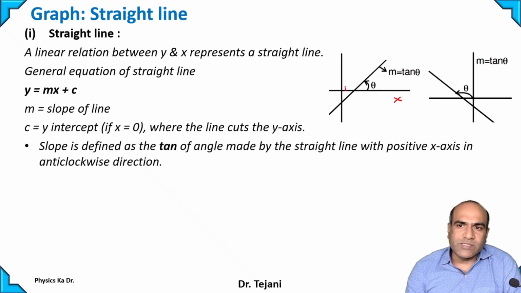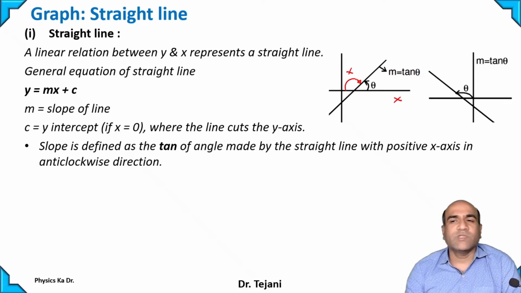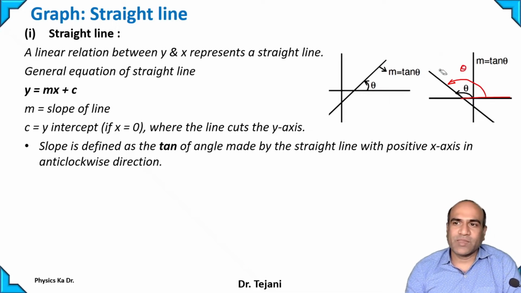We cannot take the opposite side. This is wrong. Similarly here, if you see another line, again we need to take the x-axis, and the angle should go in the direction of counterclockwise. So anti-clockwise, that becomes theta.